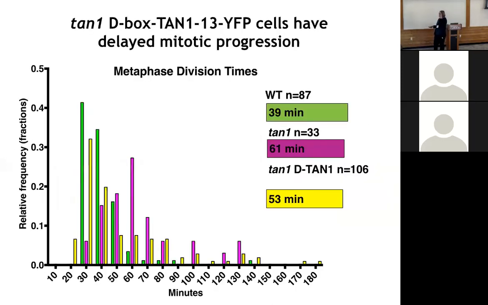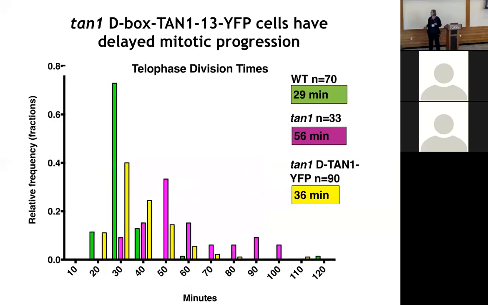Okay. So it turns out that if you expect something to function during anaphase or telophase, you can look earlier on in the cell cycle. We already knew that the tangled mutants had delayed progression through metaphase. Okay, so it took them about 61 minutes on average. Lucky number 13, when it's in the tangled 1 mutant background, takes an intermediate amount of time between wild type, which is about 40 minutes, and this, which is about 50 minutes, okay? We also did that for telophase. Okay, it also has an intermediate delay there.